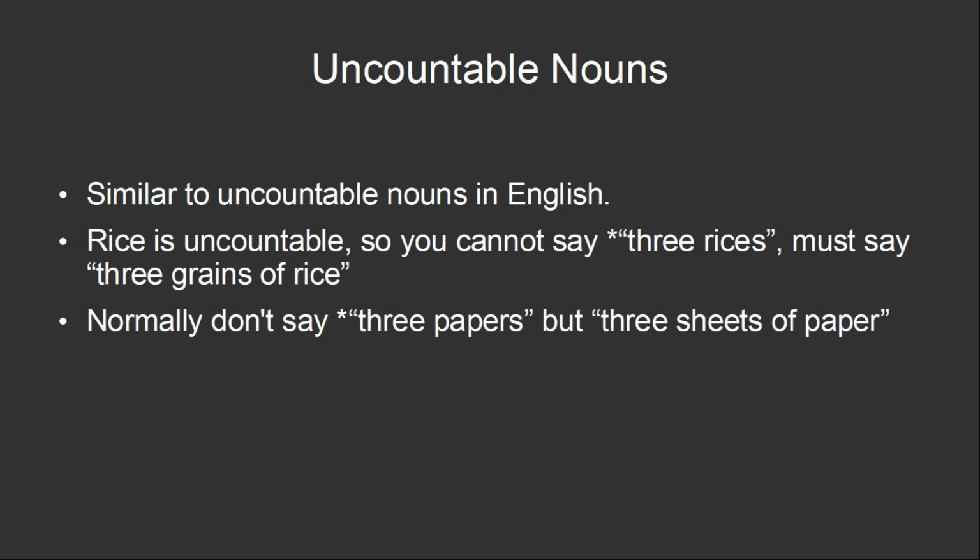This is very similar to how uncountable nouns are treated in English. In English, you can't say 3 rices because rice is an uncountable noun. You have to say something like 3 grains of rice. Likewise, you generally don't say 3 papers, but 3 sheets of paper. In languages with noun classifiers, all nouns work like this.